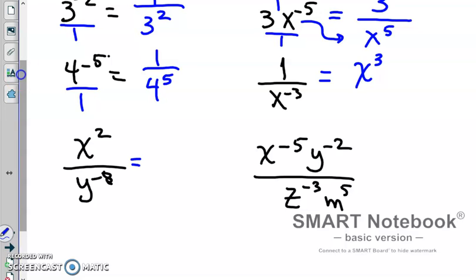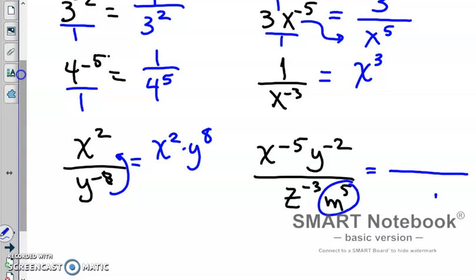So the first problem, the x squared has a positive exponent. So it's going to stay in the numerator, and then the y to the 8th actually will get moved up into the numerator because it has a negative exponent in the denominator, which means in the numerator it's positive. And the last one, the only one that's staying where it's at, is the m, because the exponent's already positive.